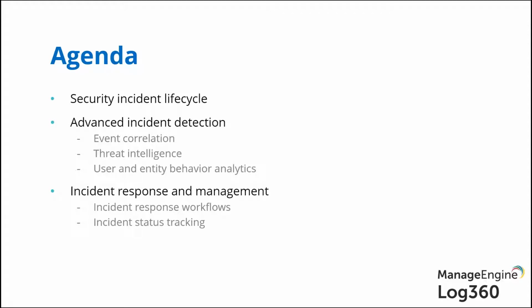So today we'll first start by examining the overall life cycle of a typical security incident, just so that we can appreciate how all of the various security processes work together in any organization. Then we'll discuss these three advanced methods of incident detection, and we'll close up by talking about how you can automate common incident responses and track all of these processes very efficiently.